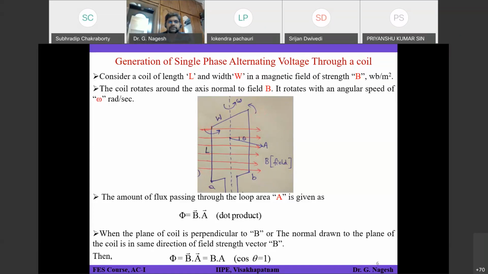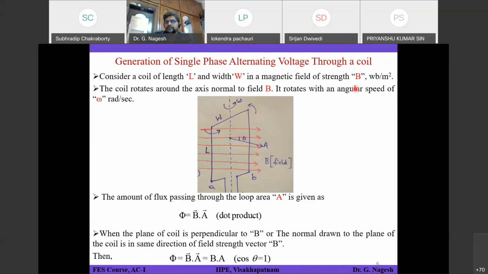So these are the dimensions of the coil, and this coil is placed in a magnetic field of strength B. B is called magnetic field strength or magnetic flux density. That means flux per unit area.